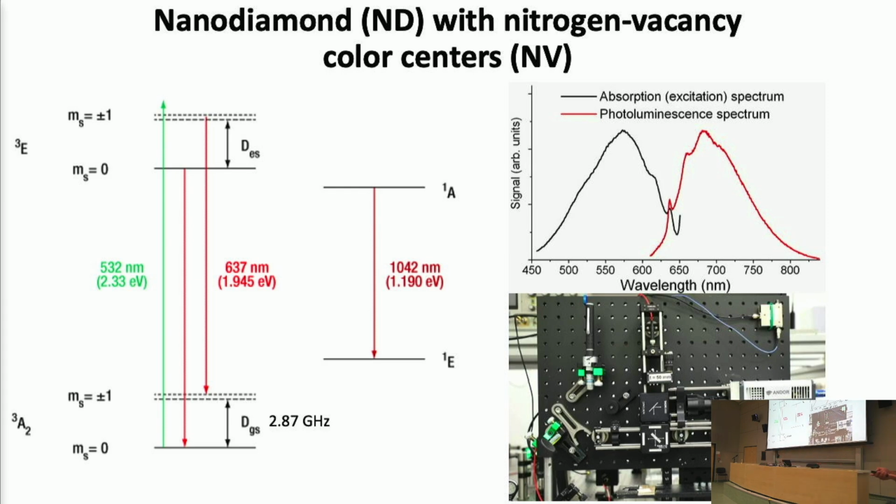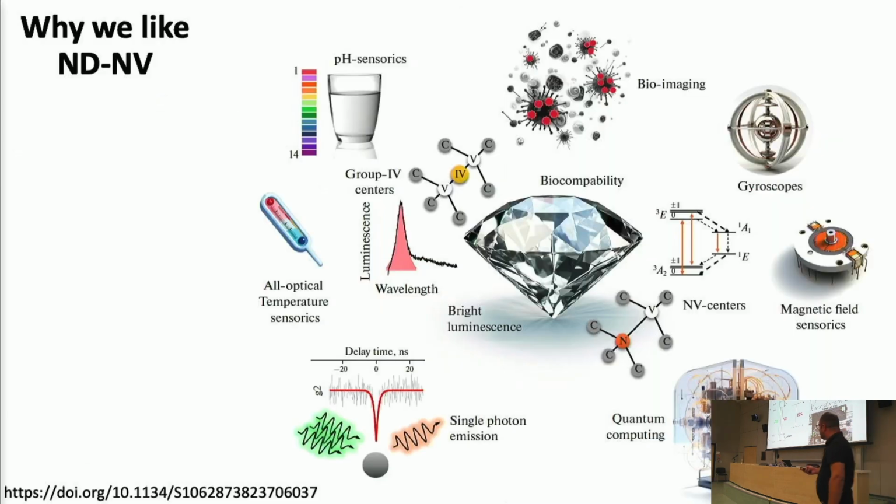This setup, which was built by our student, is very simple. It is 1 meter by half a meter, and you have everything. You can do all measurements in one small setup. So that's why people like this nitrogen vacancy very much. This is some nice picture showing where people are using these nitrogen vacancy color centers.